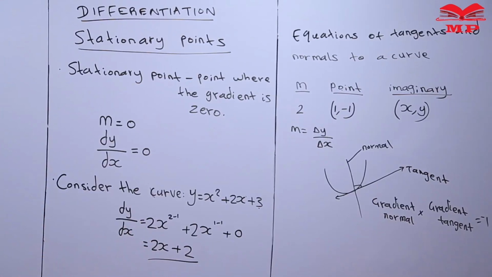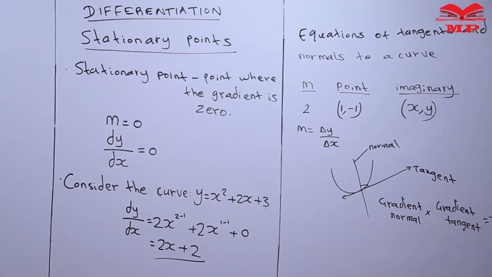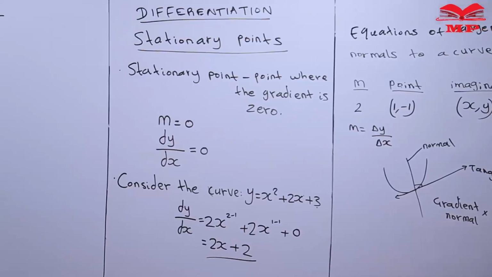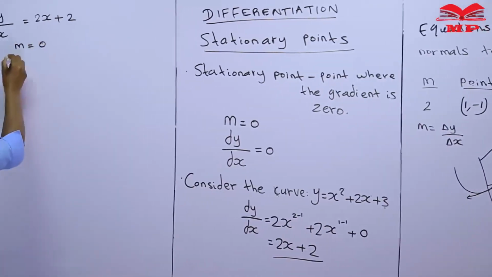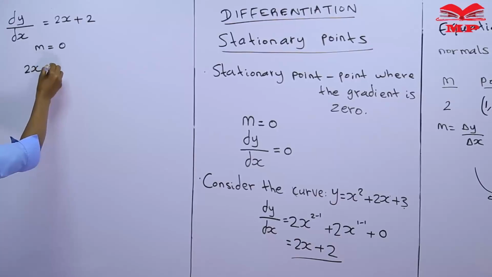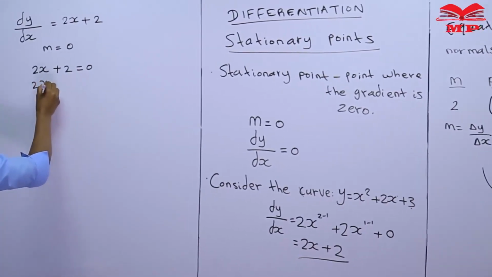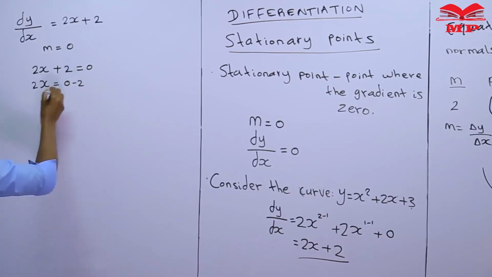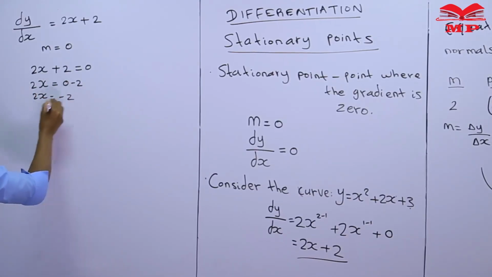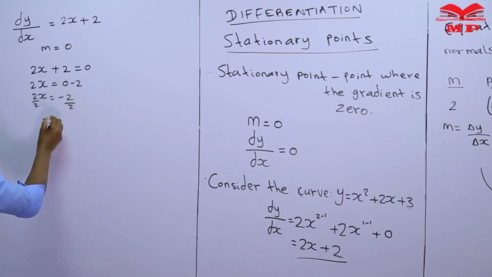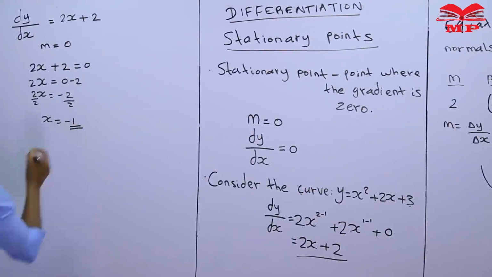So when we have our dy over dx as 2x plus 2, if we equate this to 0, we find the value of x. Therefore, at the stationary point, where the gradient is equal to 0, we have 2x plus 2 is equal to 0. Therefore, 2x will be equal to 0 minus 2, so 2x equals negative 2. We divide by 2 on both sides. Our x will be equal to negative 1.